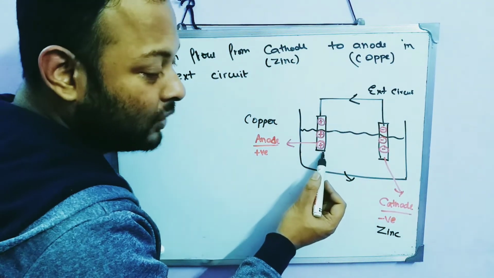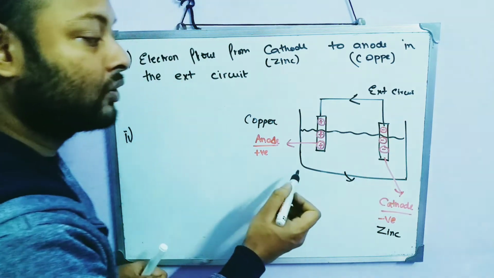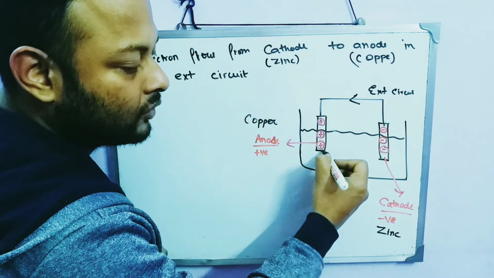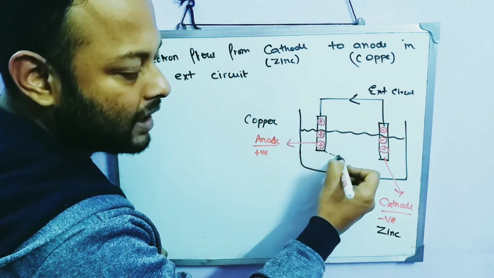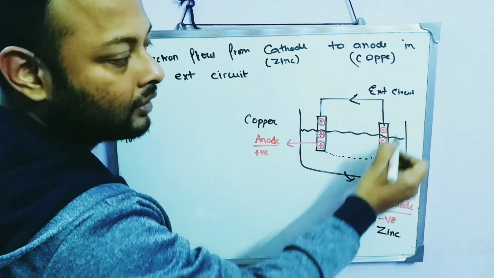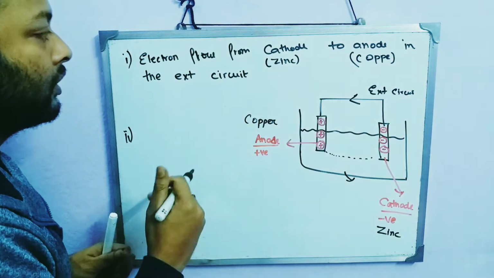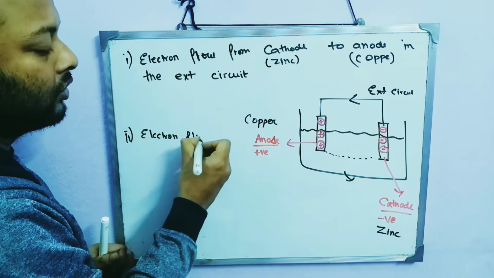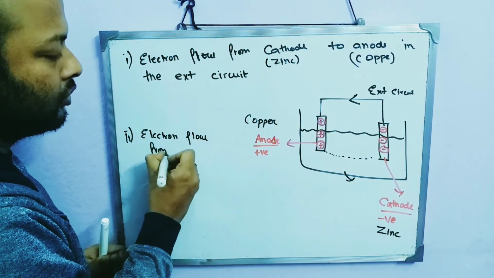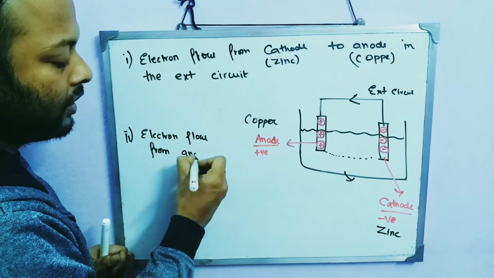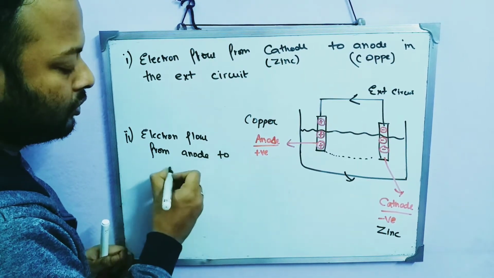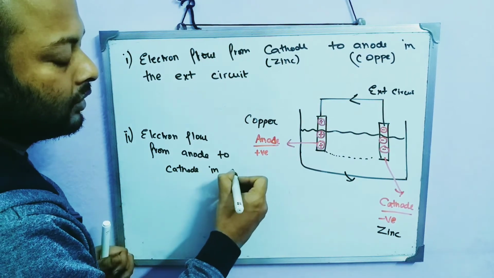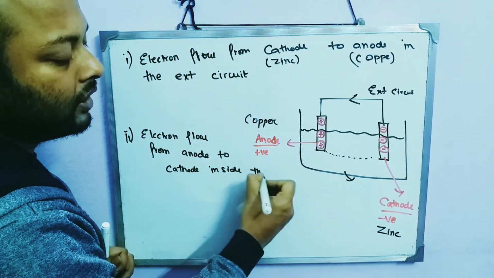And second thing, electrons move from anode to cathode through the electrolyte. After the electron has traveled from here to here, now it will pass through the electrolyte and go over here. So it will keep on rotating. So now electrons flow from anode to cathode inside the electrolyte.